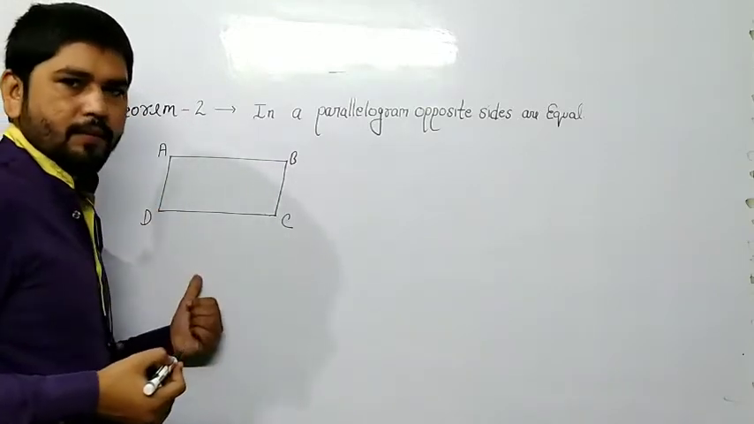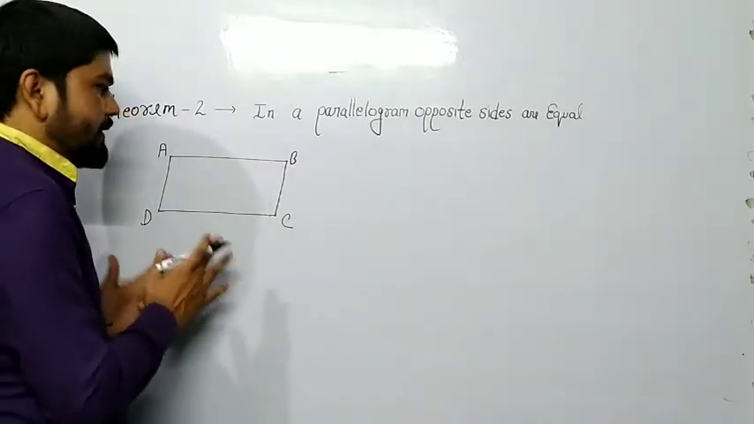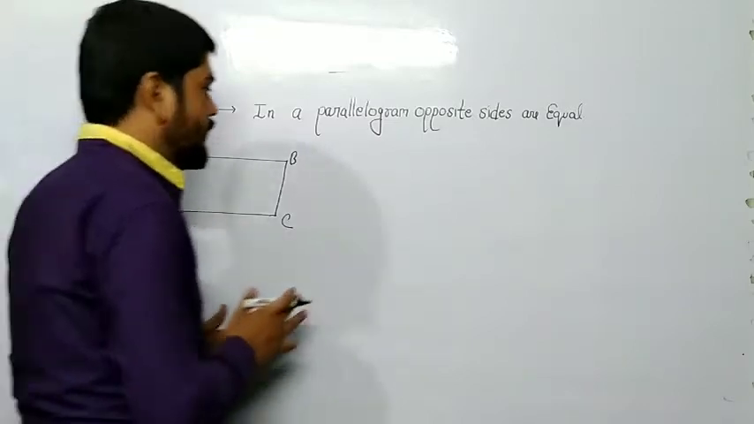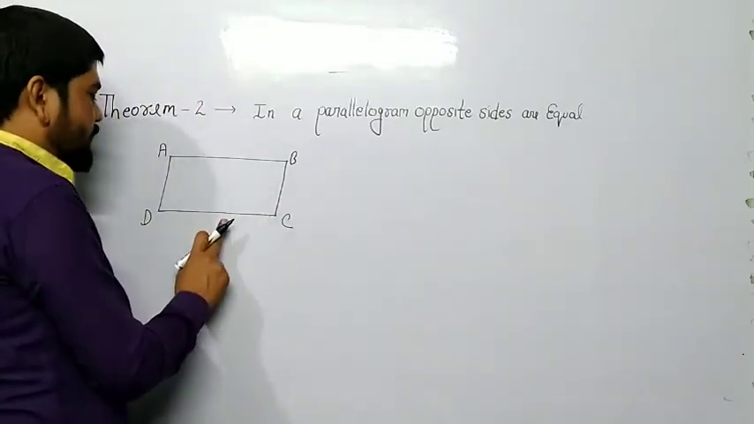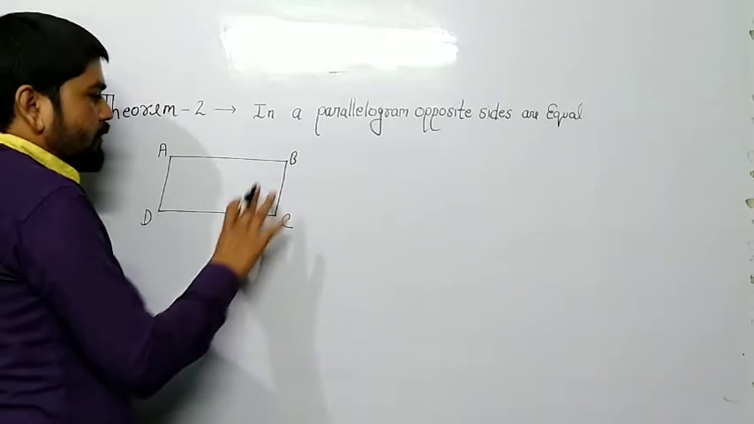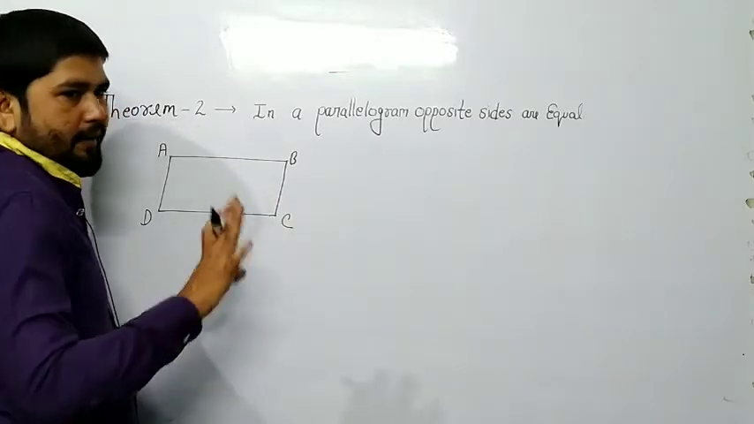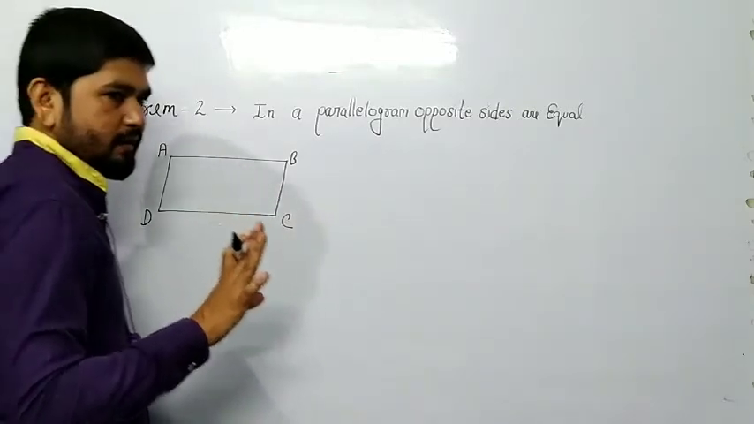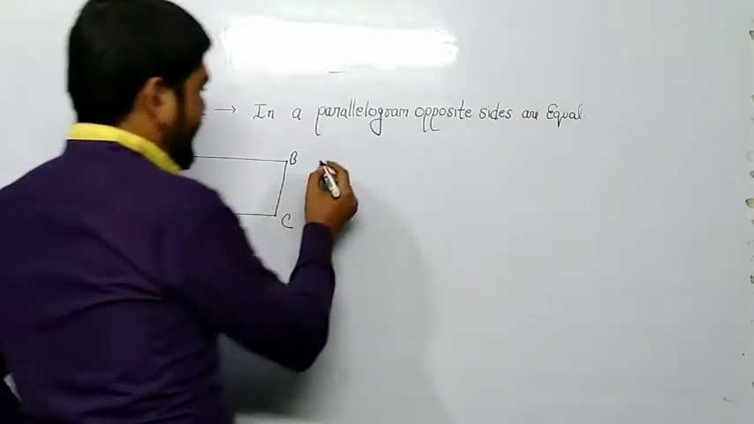It is a parallelogram. Okay. ABCD is a parallelogram, and we need to prove here AB is equal to CD and AD is equal to BC. This thing we need to prove here. Okay guys, first we will write given.